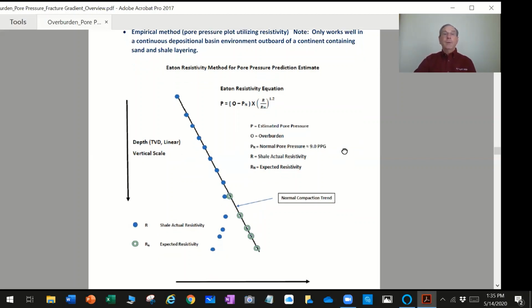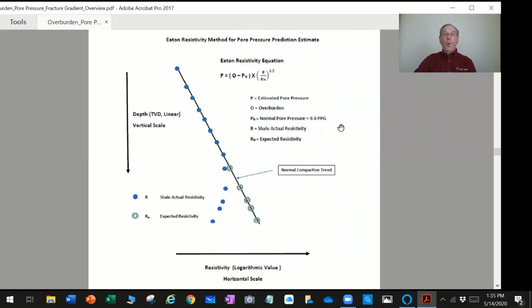So I'm just going to illustrate how we can do pore pressure plots using the Ben Eaton method for predicting pore pressure. When you use this methodology, you plot up the resistivity in shale formations. You only use the shale values, and that gives you these dark spots that I've plotted up here to represent the actual shale values on a well off of a resistivity log on an offset well.